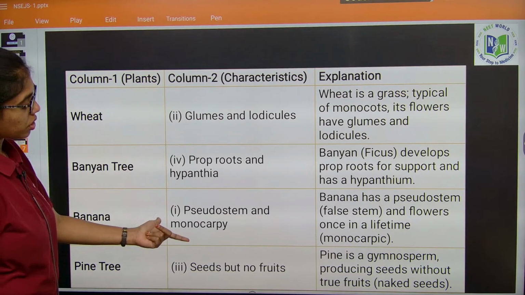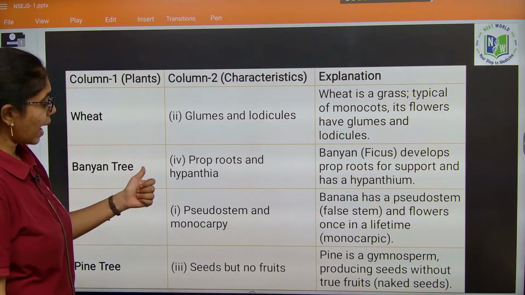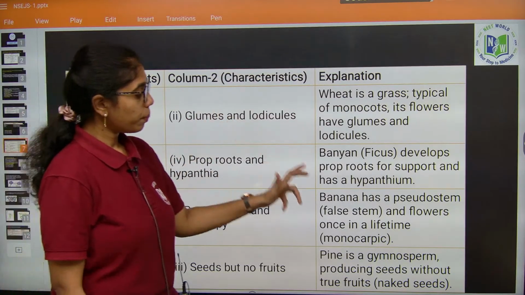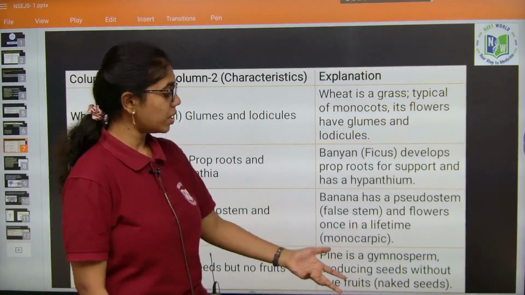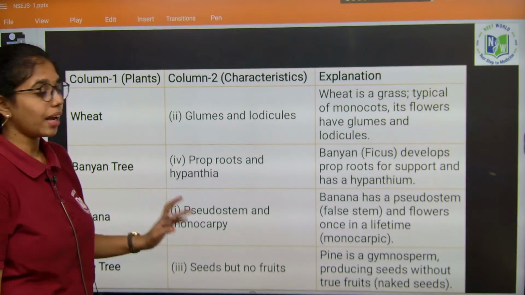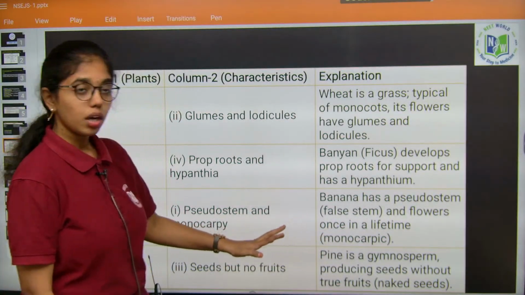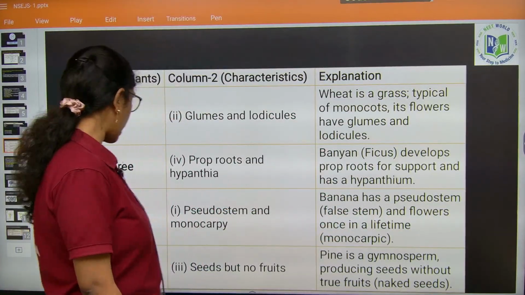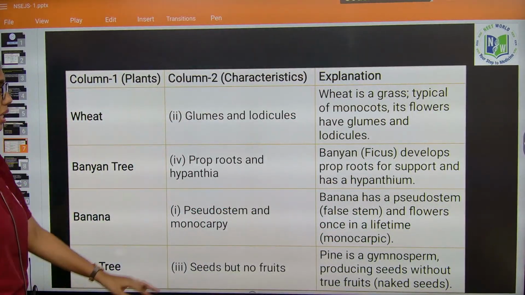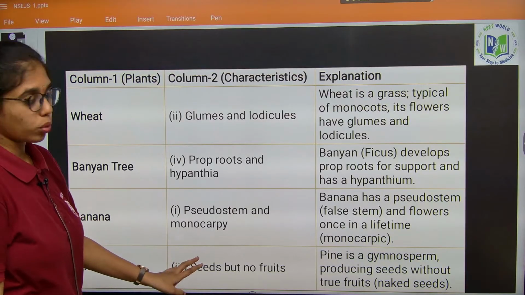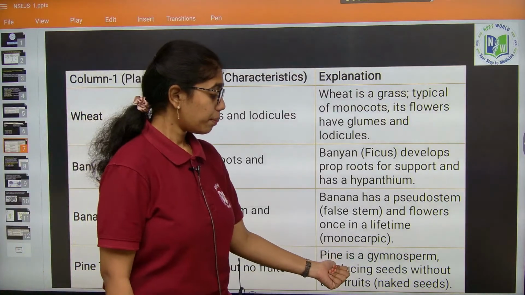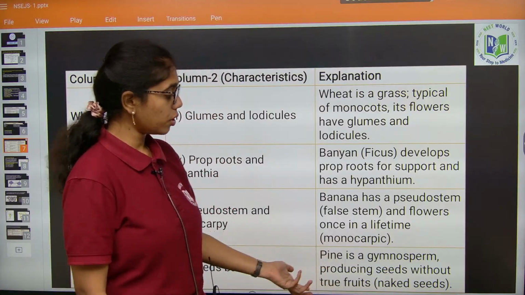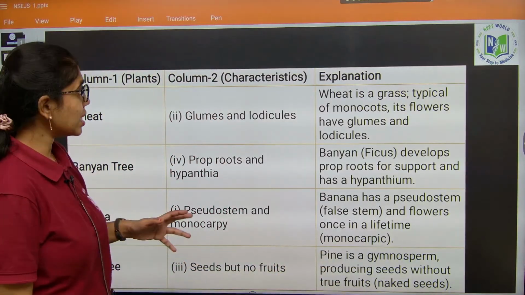Next, banana. Banana has the characteristics of pseudostem and monocarpellary. Banana has pseudostem and flowers only once in the entire lifetime, so it is monocarpic. Pine tree, if you see, seeds are there but no fruits. Pine, which is a gymnosperm, produces seeds without any fruit.